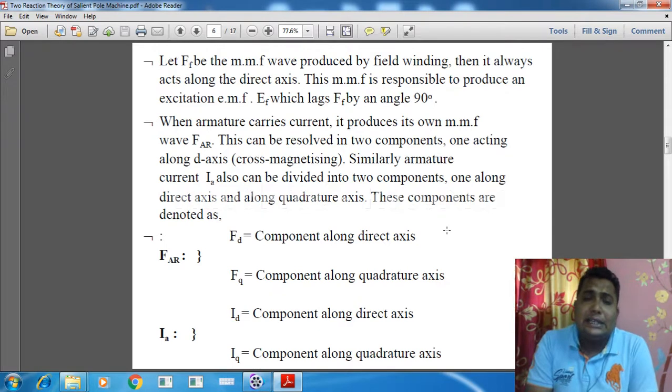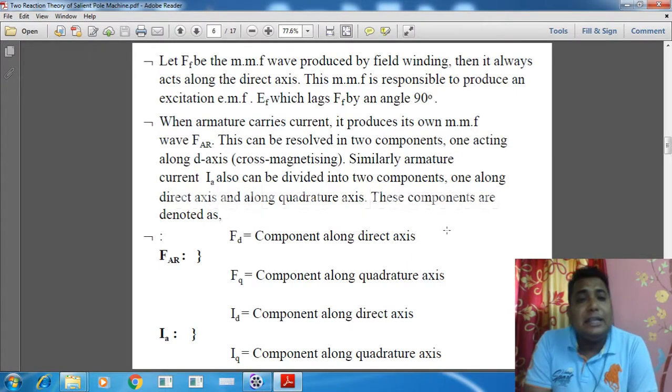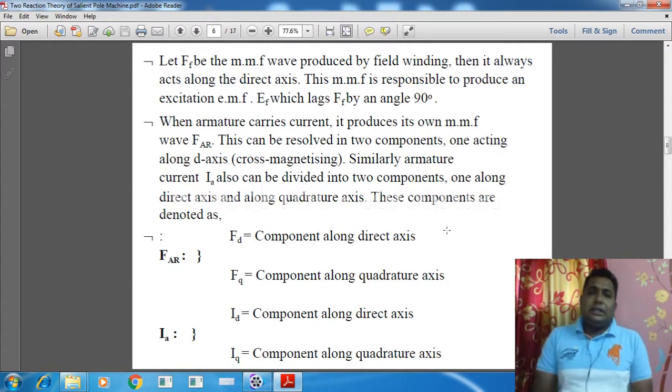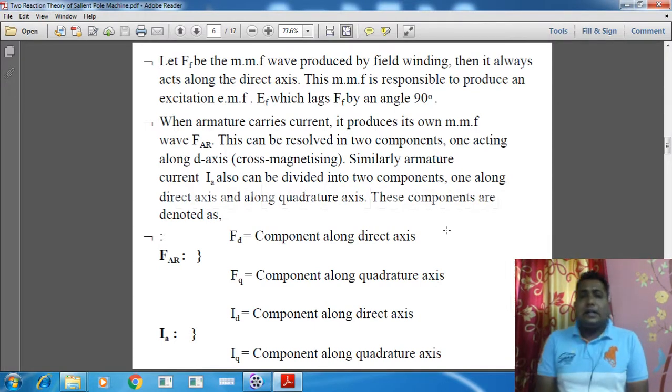When the armature carries current, it produces its own MMF wave, that is FAR. AR is for the armature reaction. This can be resolved into two components, one acting along the D axis and one across it, that is the cross magnetizing effect. Similarly, the armature current Ia also has its two components. What are the components? One along the direct axis, one along the quadrature axis. So that means in the armature section, this MMF has two components, and at the same time the current has two components. So let us see what are the MMF components we have, and what are the armature current components we have.